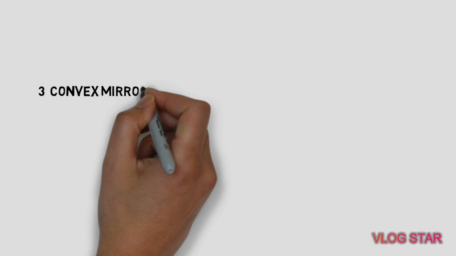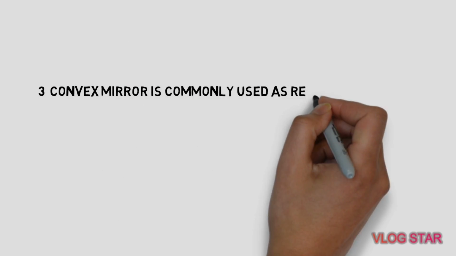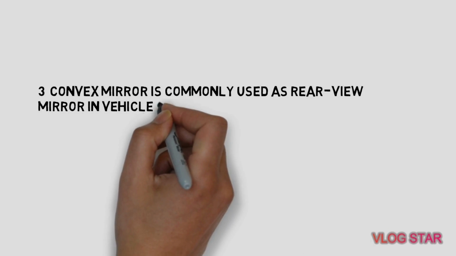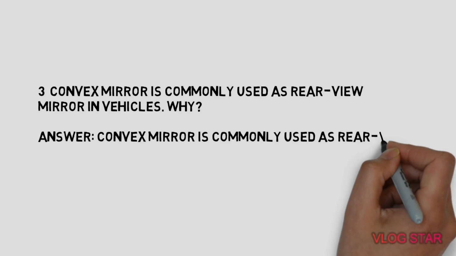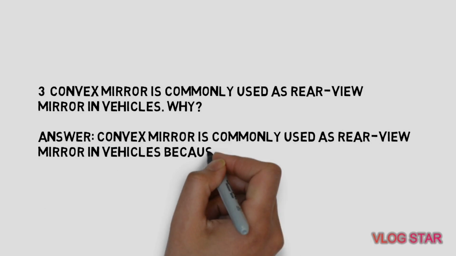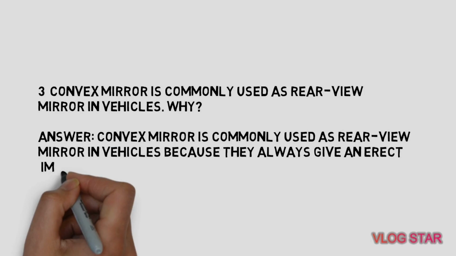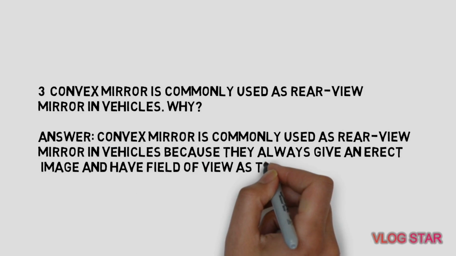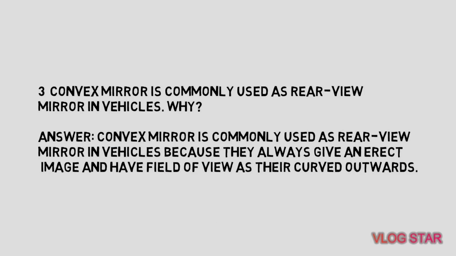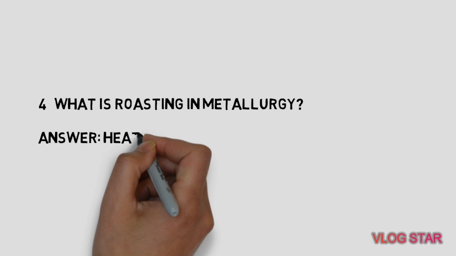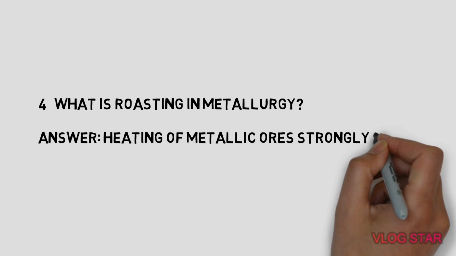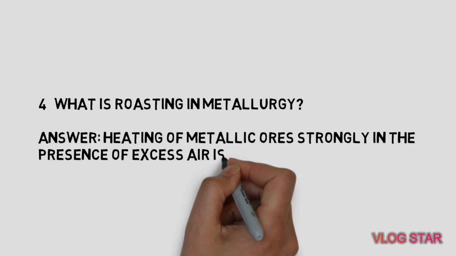3. Convex mirror is commonly used as rearview mirror in vehicles. Why? Answer: convex mirror is commonly used as rear-view mirror in vehicles because it always gives an erect image and has a wide field of view as it is curved outwards. 4. What is roasting in metallurgy? Answer: heating of metallic ores strongly in the presence of excess air is called roasting.